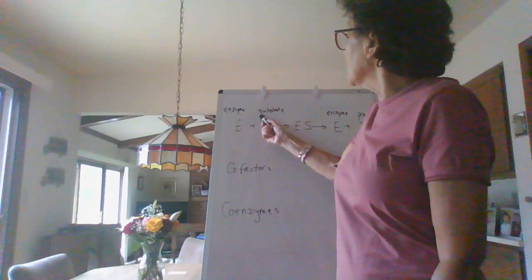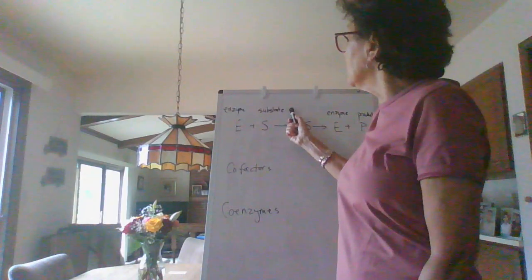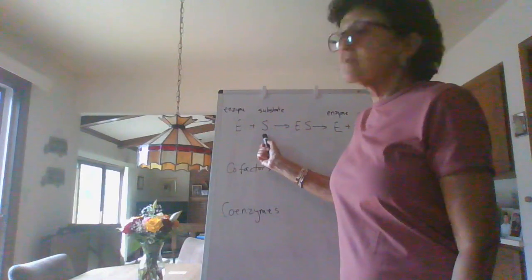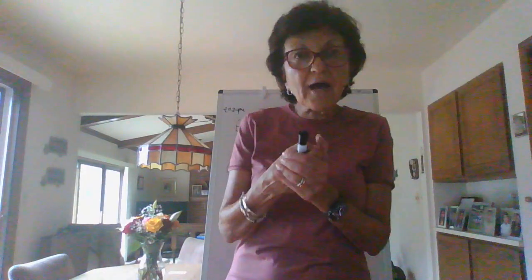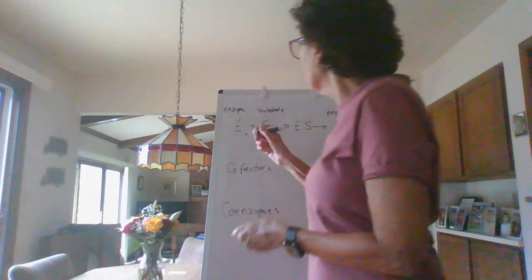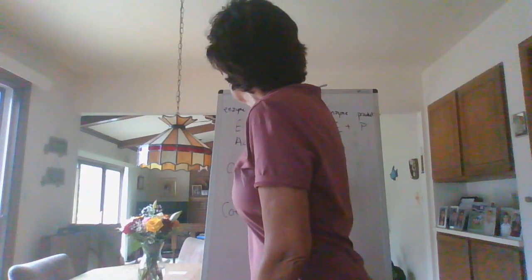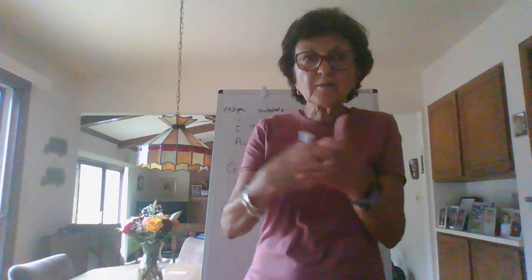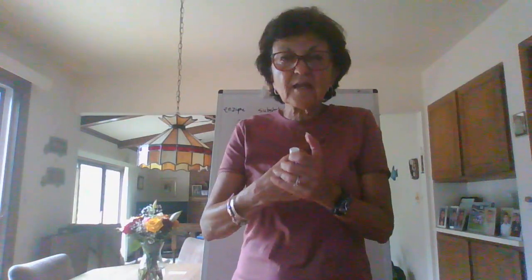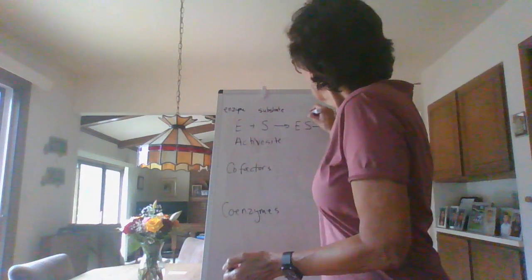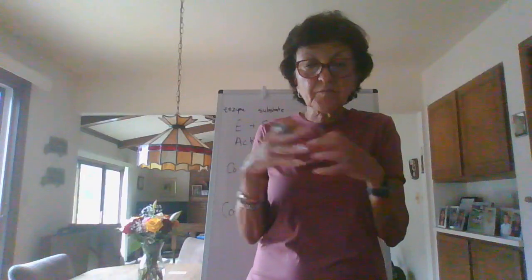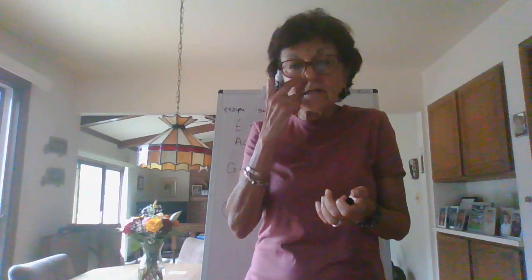Here's the word substrate, S-U-B-S-T-R-A-T-E. So I've got over here the enzyme plus the substrate. So the substrate binds to the enzyme at an area called the active site. Active site. So once the substrate binds to the enzyme at the active site, we now have a complex called the enzyme substrate complex. All right? That the substrate binds to the enzyme.